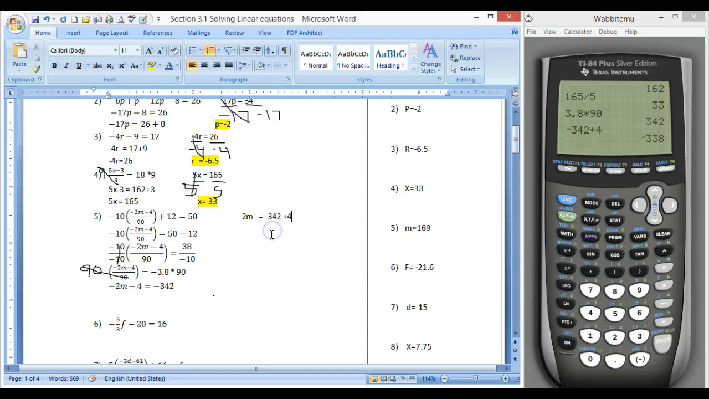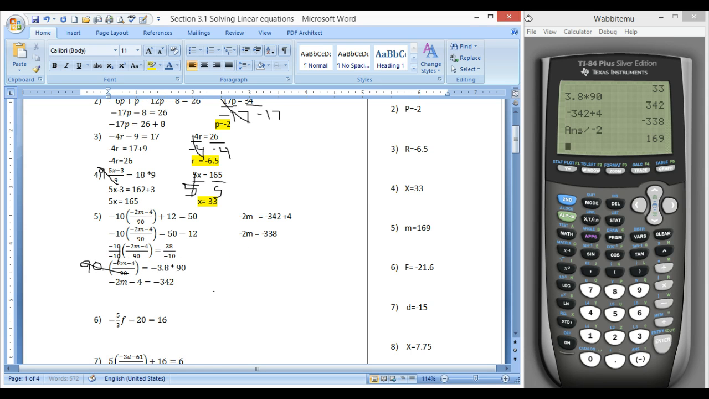So I have my next step being negative 2m equals negative 338. Now I need to divide both sides by negative 2. So I'm going to divide this by negative 2. And I could show you again to divide by negative 2, but we're having problems with the formatting on my computer, so we're just going to divide it by negative 2.